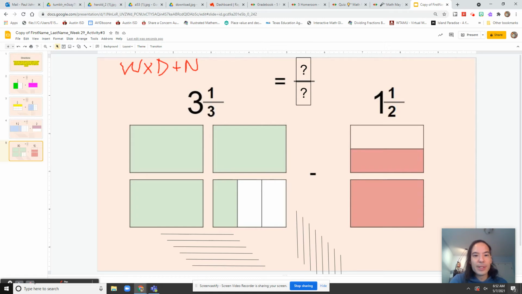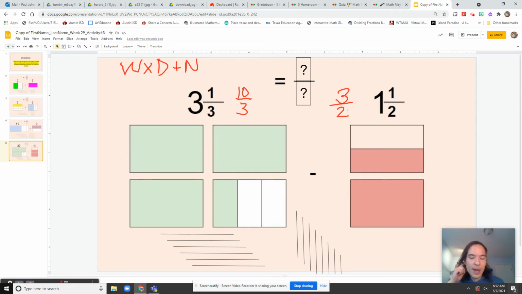3 times 3 is 9, plus 1 is 10. So this would be 10/3. We keep the same denominator. All right, whole times denominator plus numerator, whole number 1 times denominator 2, that's 2, plus 1 is 3. So this is the same thing as 3/2. All right. So we're looking at 10/3 minus 3/2.